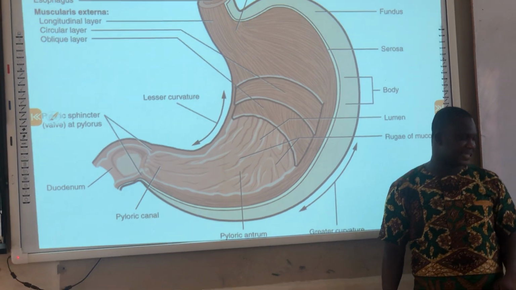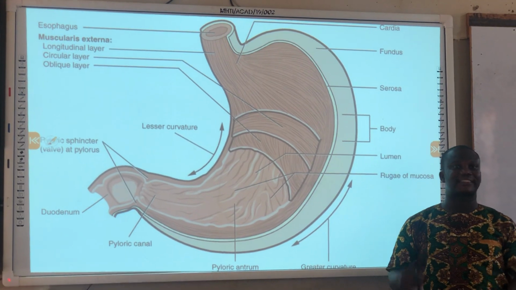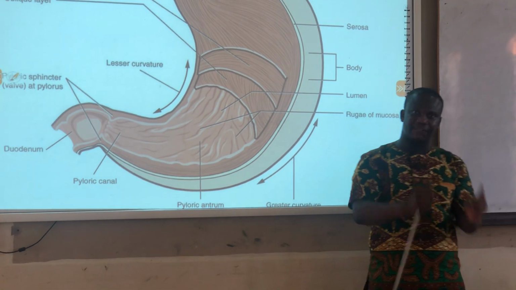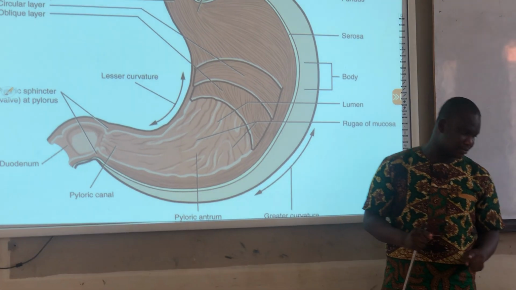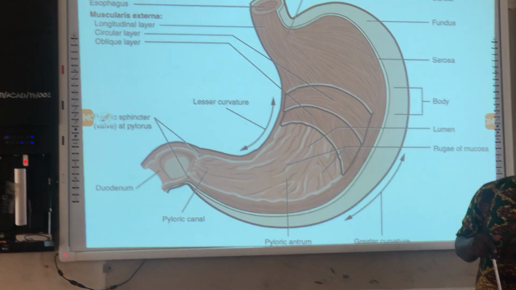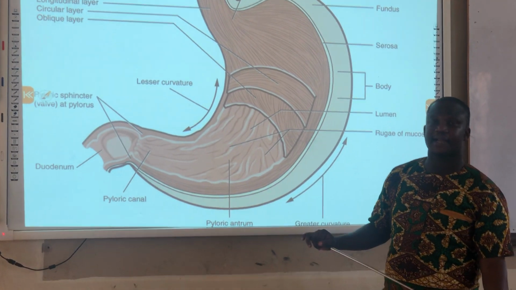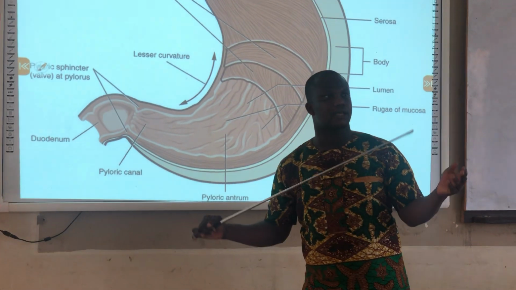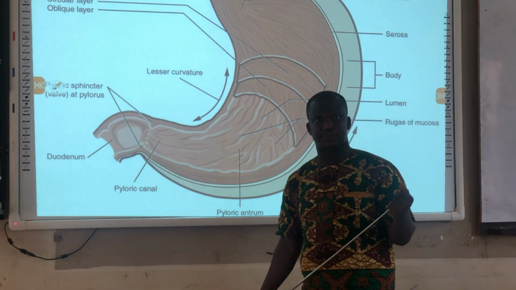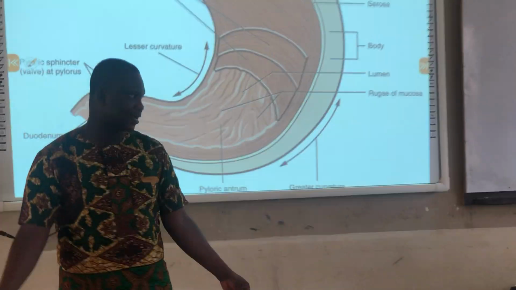Another function of the stomach is that it secretes digestive enzymes. And what are those enzymes? Pepsinogen, which is later activated into what? Pepsin. Then the last function of the stomach is that some amount of absorption takes place in the stomach. And what are those substances? Ions, water, and alcohol are absorbed in the stomach.